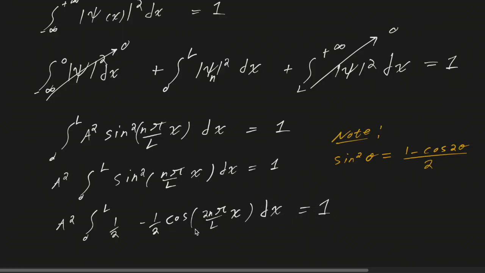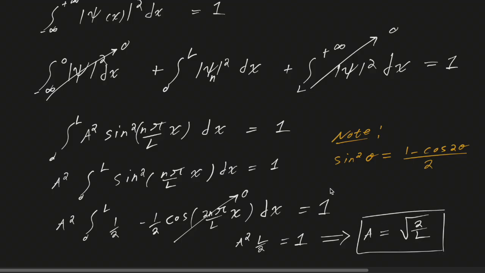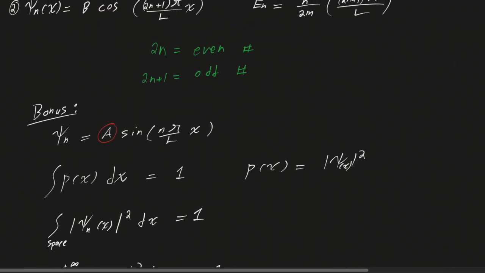Now, the integral of a cosine over an entire period is 0 because the average value of the cosine is 0. So you're left with the integral of a half multiplied by dx, so you'll get A squared L over 2 must equal 1, which implies that A is equal to the square root of 2 over L. And our properly normalized wave function will be in this form.